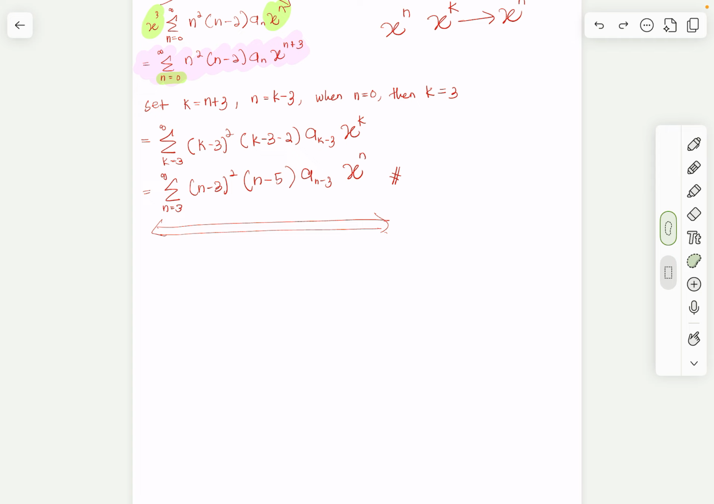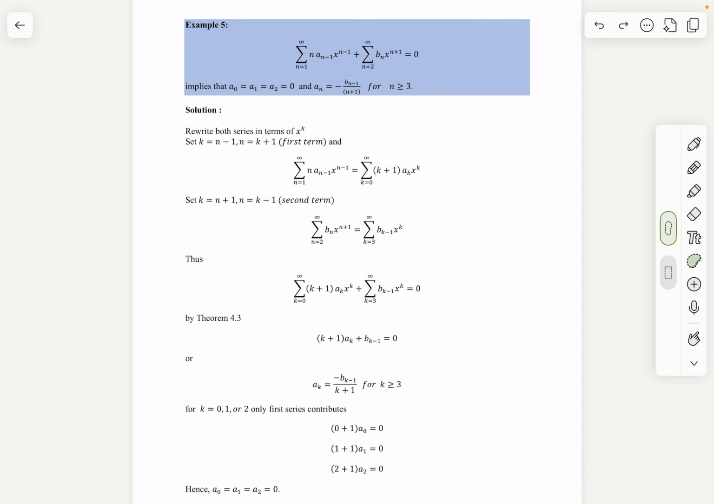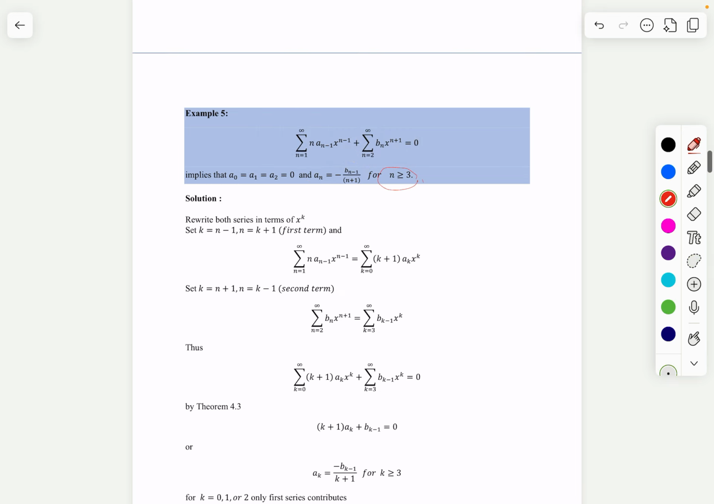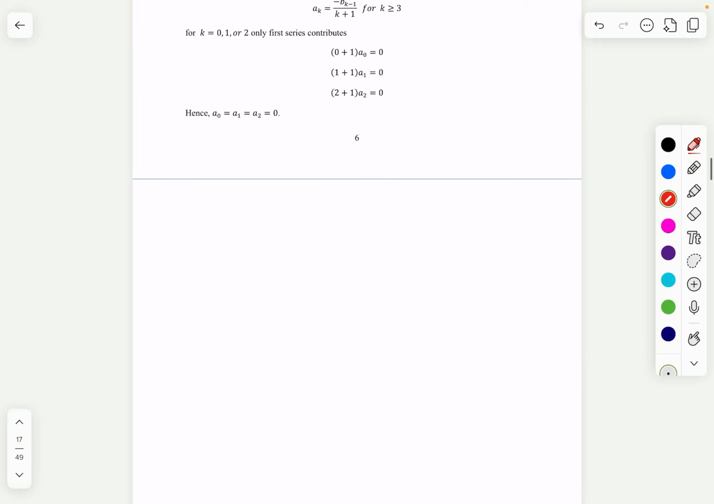Okay, example 5. So it says that this series equals to 0. This implies that a naught, a1, a2 are equal to 0 and an is equal to this one for the case n greater than 3. So how can we show that this series implies this kind of explanation? Okay, let us do example 5.